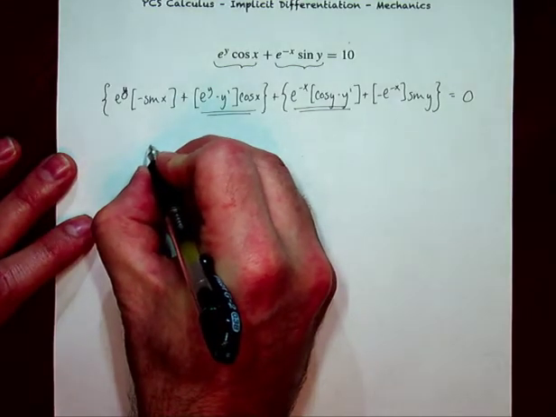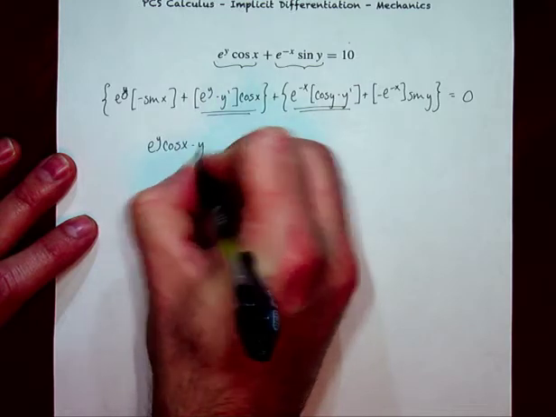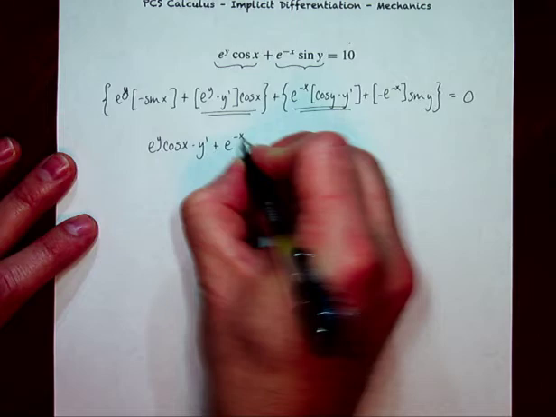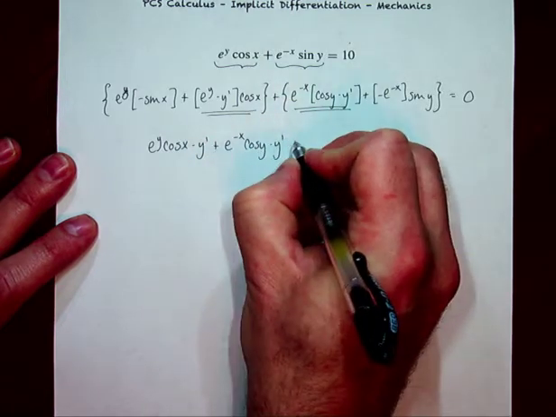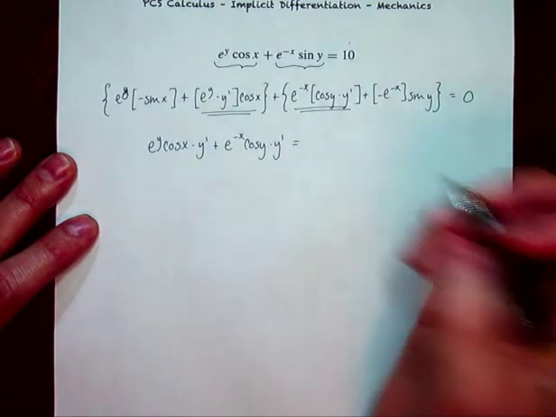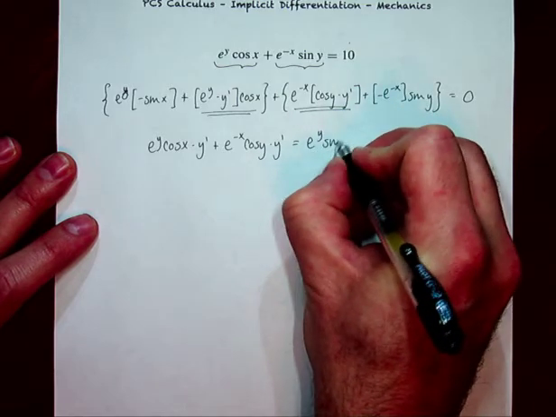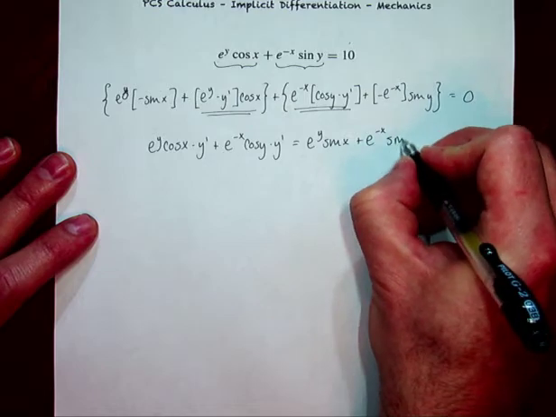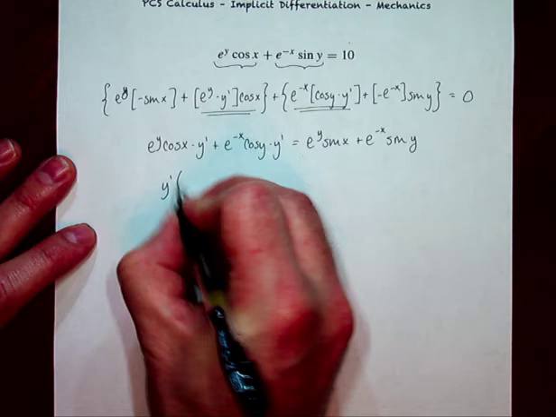And so I have e to the y cosine x times y prime plus e to the negative x cosine y times y prime is equal to, well, both of these wind up being negative, so when we push them to the other side, they wind up being positive. I get e to the y sine x plus e to the negative x sine y. Let's go ahead and pull out our y prime.